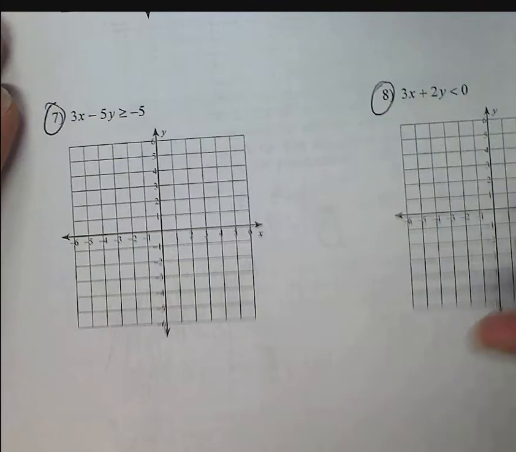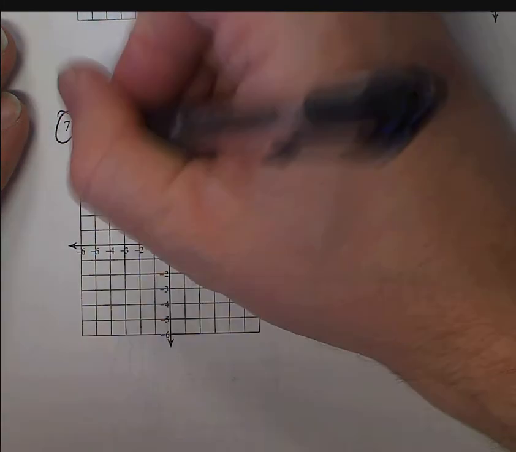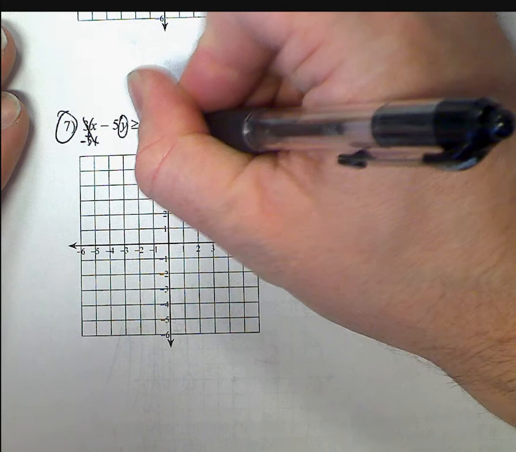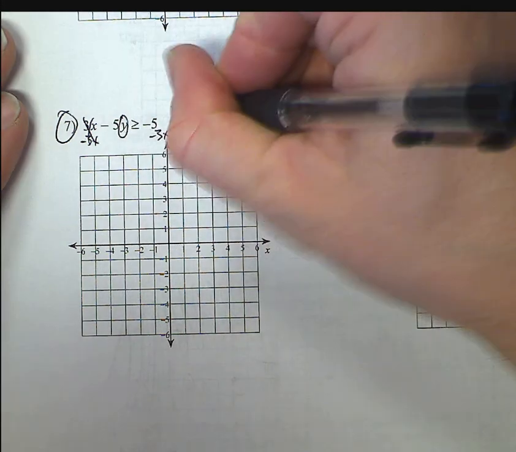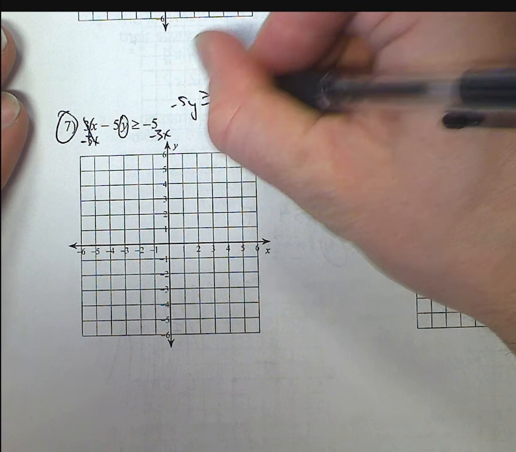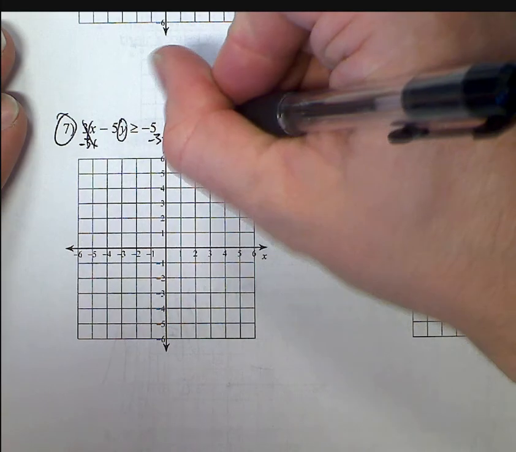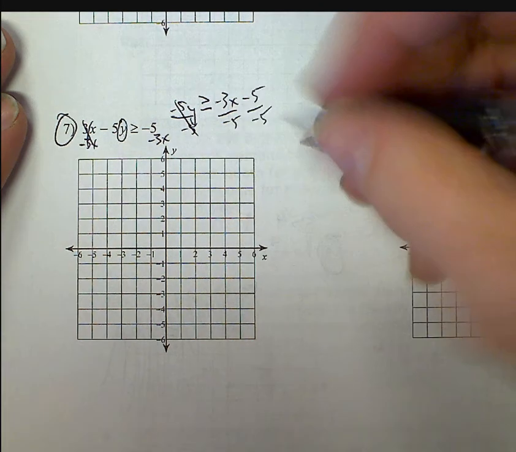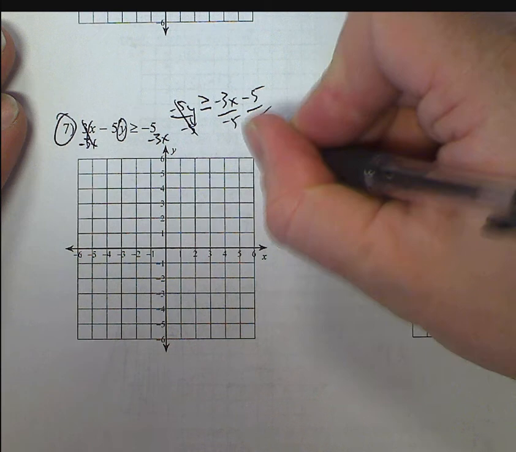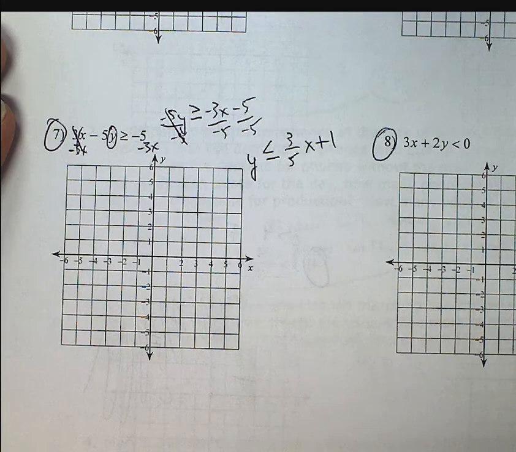First thing I need to do on number 7 is go ahead and get the y by itself. I'm going to get rid of my 3x. That means negative 5y is greater than or equal to negative 3x minus 5. I'm going to divide by negative 5. If I divide by negative 5, I flip my sign. That becomes positive 3 over 5x. That becomes positive 1.